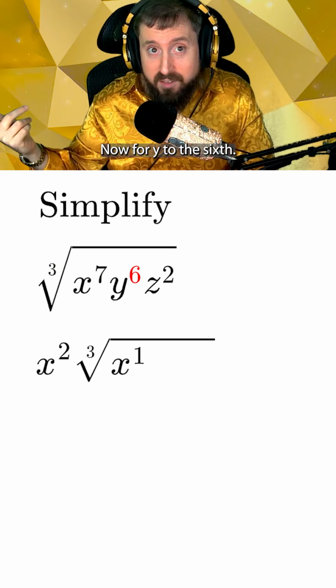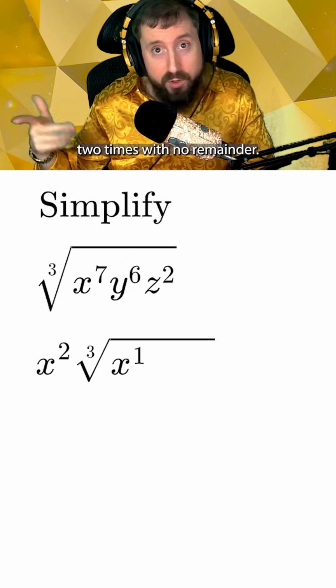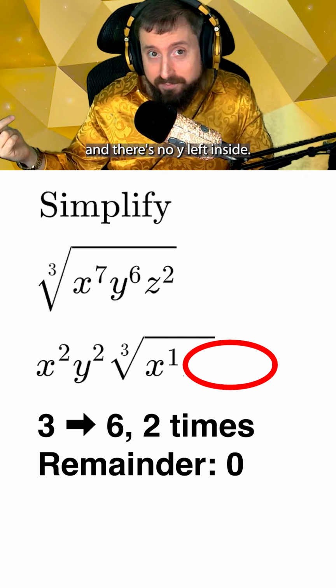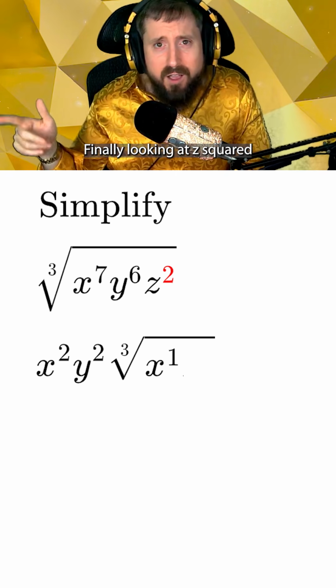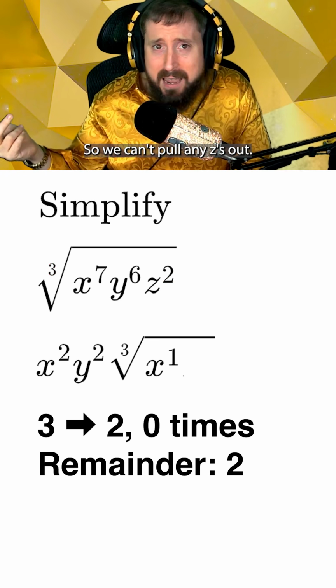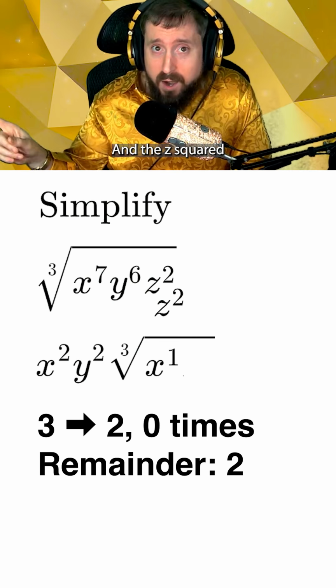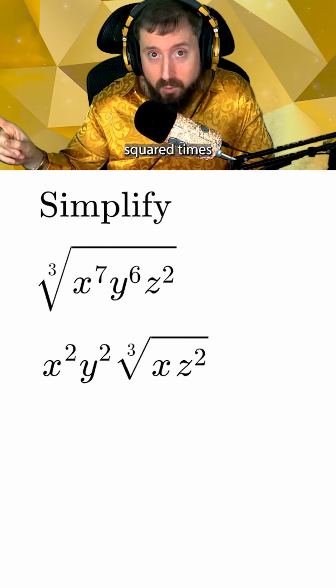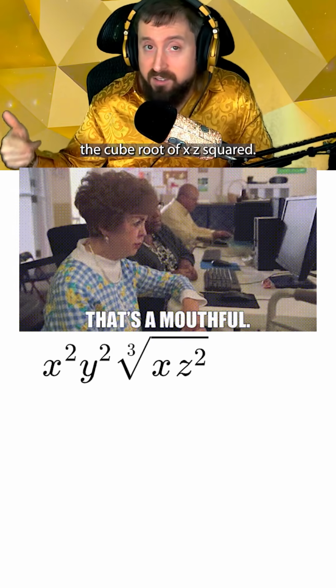Now for y to the 6th, 3 goes into 6 2 times with no remainder. So we pull a y squared out, and there's no y left inside. Finally, looking at z squared, 3 doesn't go into 2, so we can't pull any z's out, and the z squared has to stay inside the house. This gives us a final answer of x squared y squared times the cubed root of x z squared.